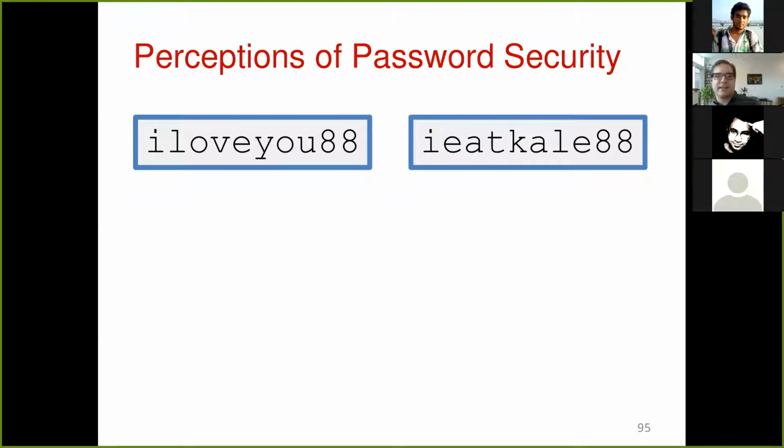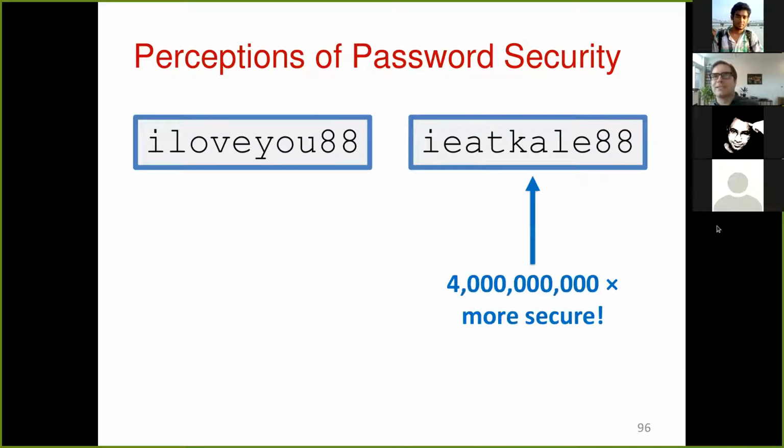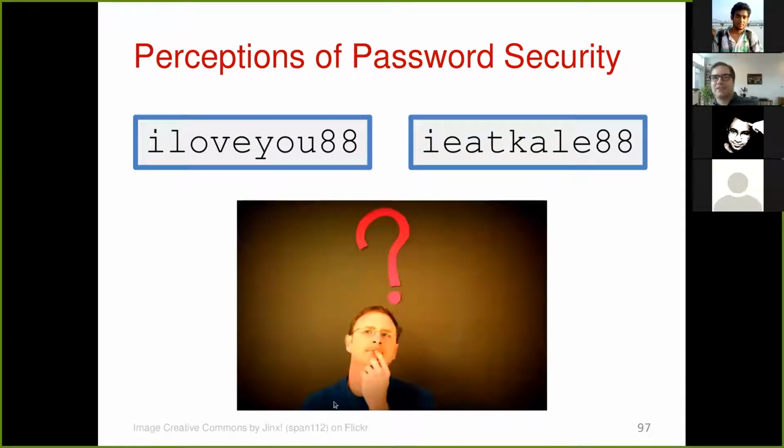What we did is we had pairs of matched passwords and had people compare them. So, "iloveyou88" and "ieatkale88." It turns out, based on our password guessability service, "ieatkale88" is 4 billion times as secure. The guess number is this one's guess number times 4 billion. We asked people in this crowdsourced study which one they thought was more secure, and they thought they were about equally secure because they were the same length. They both had 88, and they both were three-word phrases.